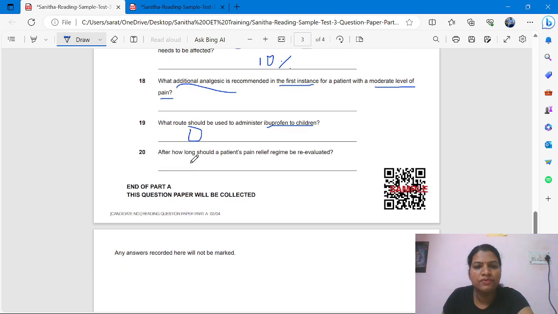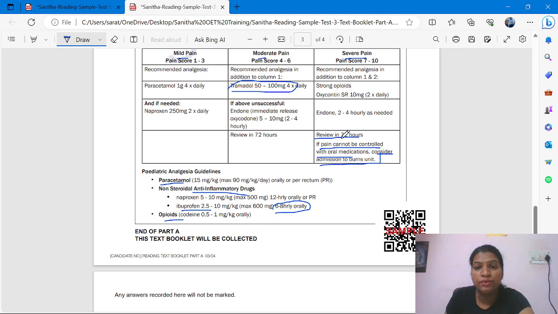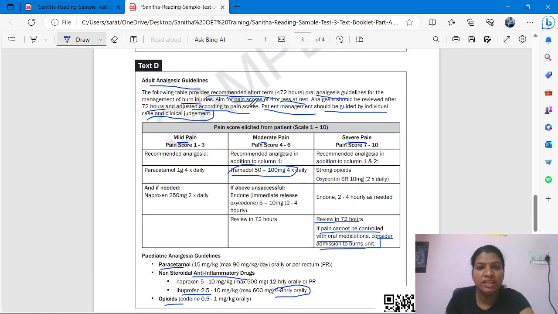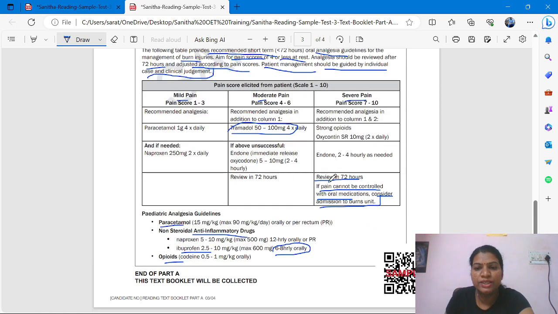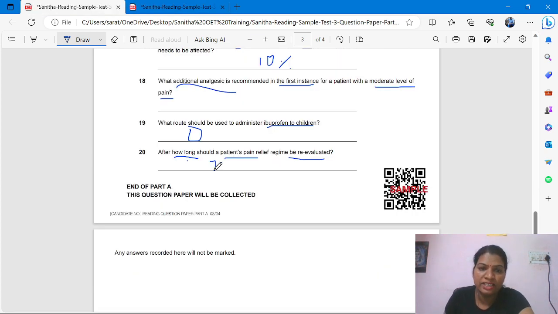Okay. After how long? They are asking how long, days. How long should a patient's pain relief regime be re-evaluated? After how long should a patient's pain relief regime be re-evaluated? See, review in 72 hours. What is the answer here? Review in 72. So this is how we get the answer. This is the way you have to find out the answer.